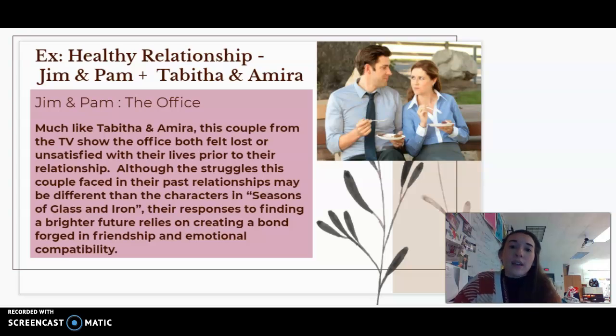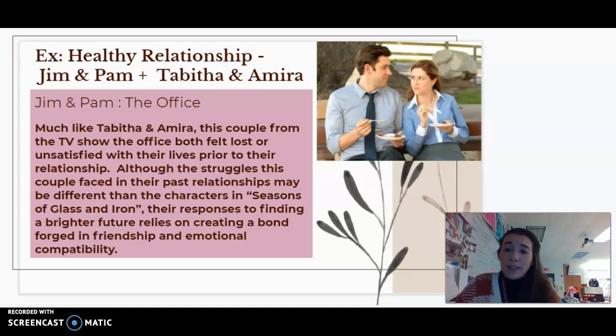So just like Tabitha and Amira, who both came from problems in their past relationships, both like romantic relationships and just parental relationships, they had their own issues which caused them to make life choices that hindered their ability to be happy. It happened that way for Jim and Pam.